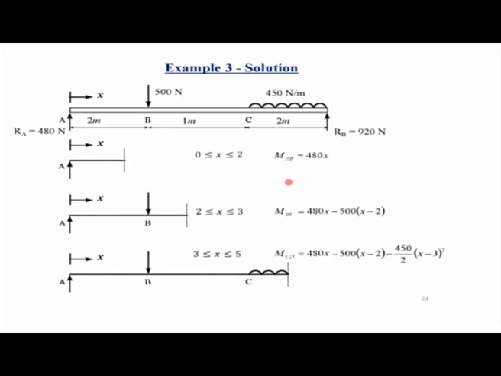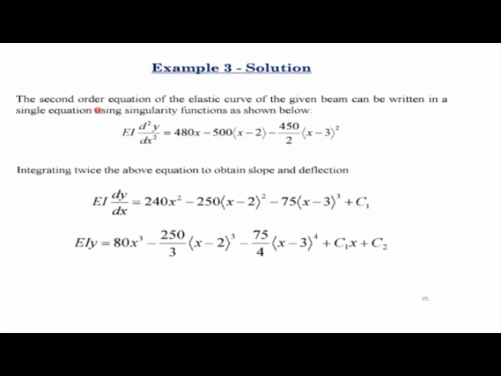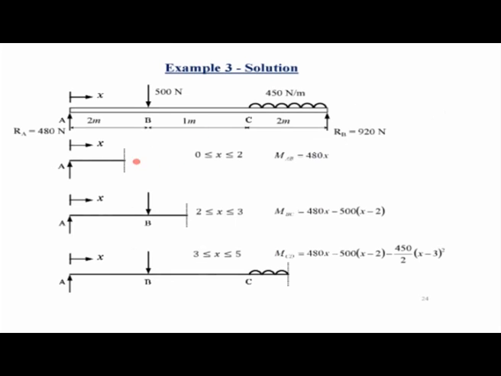So now we'll see how we can solve it much more easily using the step or singularity functions, the Macaulay's method. This is the equation of that beam. The second order equation of the elastic curve of the beam can be written in a single equation using the singularity functions as shown below. So if you go back, for this region it is 480x, but for this region it is minus 500(x minus 2). Now if you put this in the box brackets, or use singularity functions, then you can use this second term in the same equation.